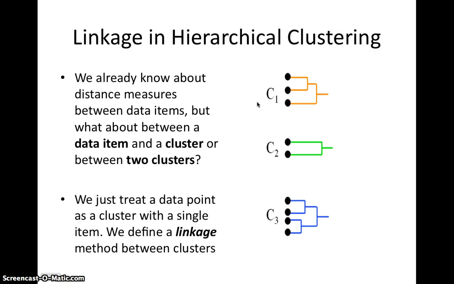Now the similarity or distance metric tells us how similar items are, but once we have one item and a cluster, or two clusters, how do we link the clusters together? For that we need to define what is called a linkage method between clusters. How do I join these two clusters, and based on what criteria do I choose? That is explained by the linkage method that we use.